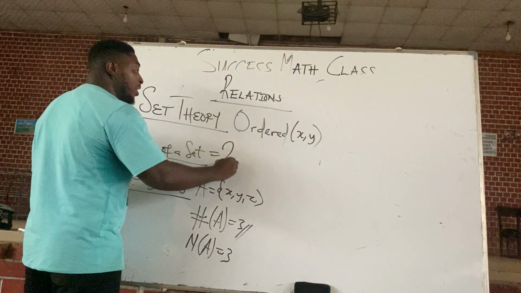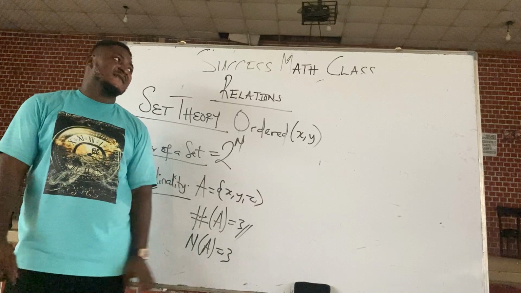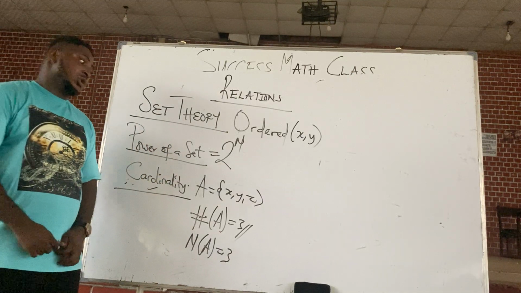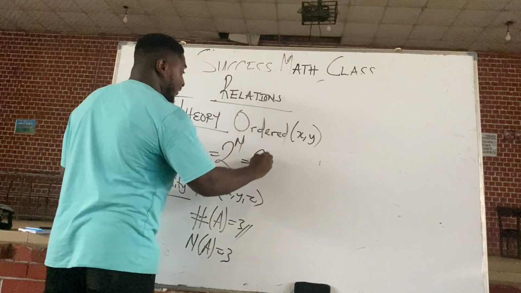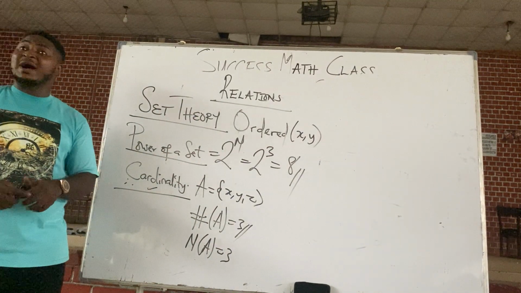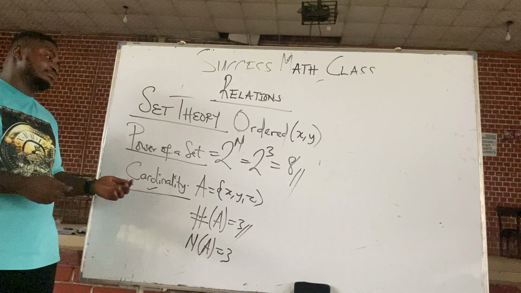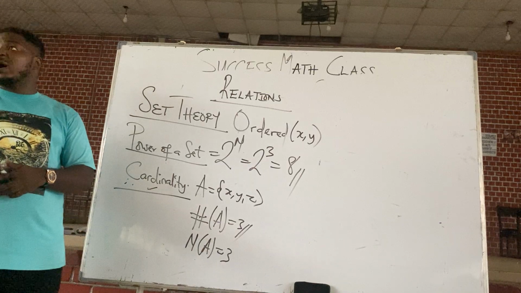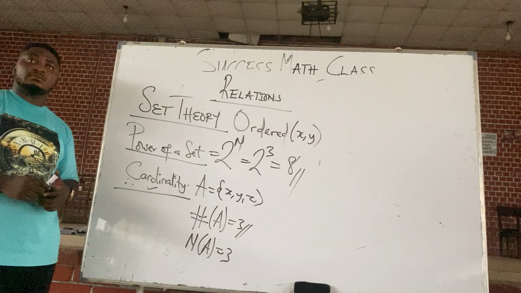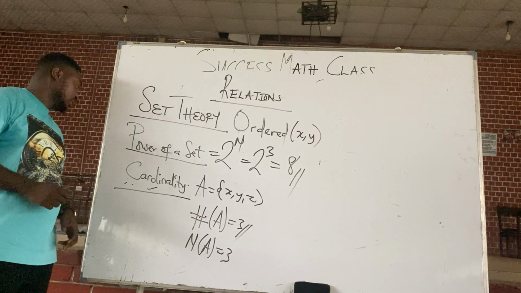Now, from cardinality, you get the power. The power of a set is 2 raised to the power of the cardinality of the set. So that will be 2 raised to power 3. You first need to understand cardinality before you understand power. Power is 2 raised to power cardinality of the set.